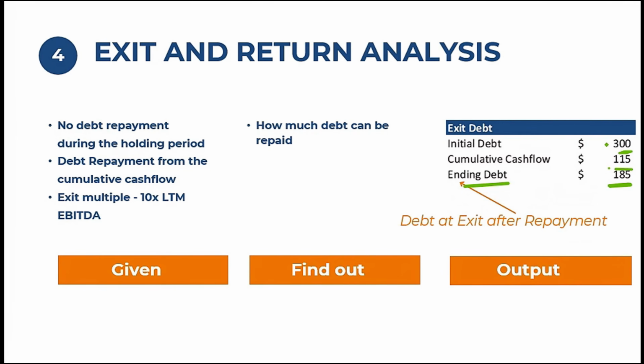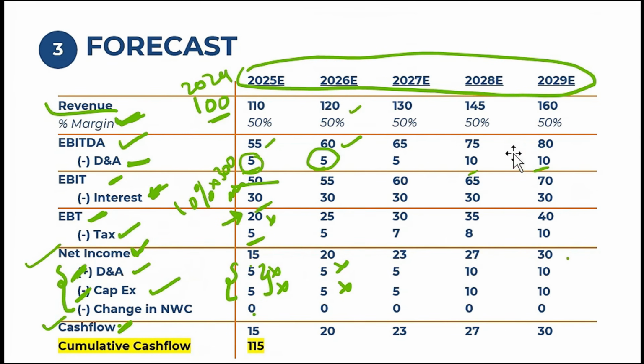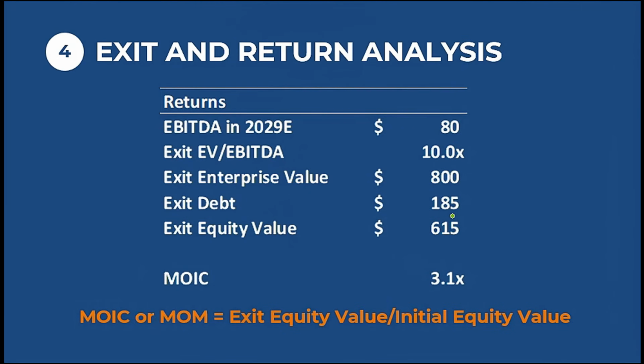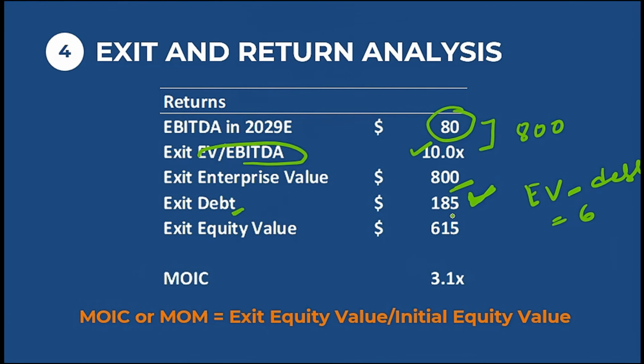Our exit multiple is given as 10x LTM EBITDA and our EBITDA in 5th year was 80. So let's see. EBITDA 80, we have been given EV/EBITDA of 10x. So if we multiply, we will get 800, and our exit debt after paying off was 185. So our equity value will be EV minus debt, which will be 615. So our EV was 800 minus 185, equity value is 615.